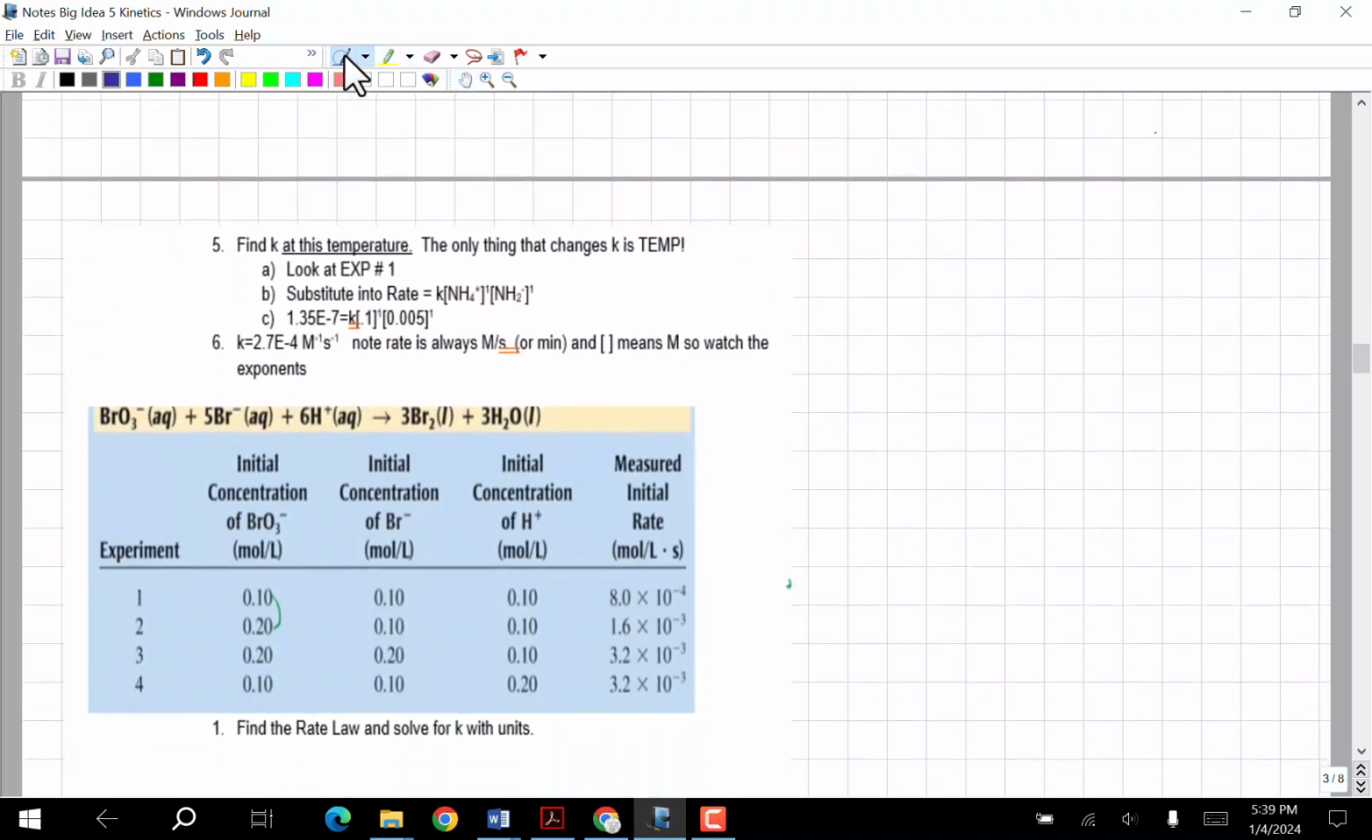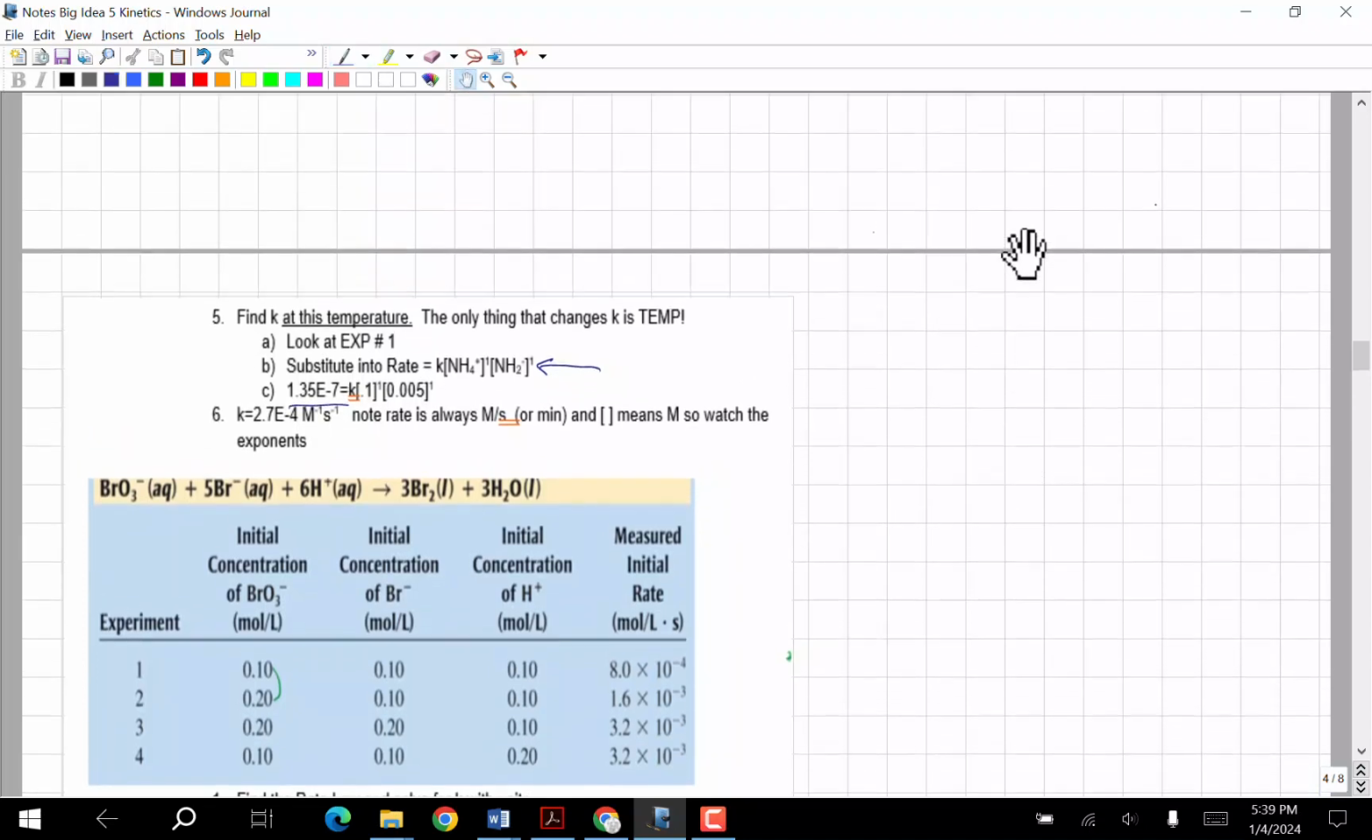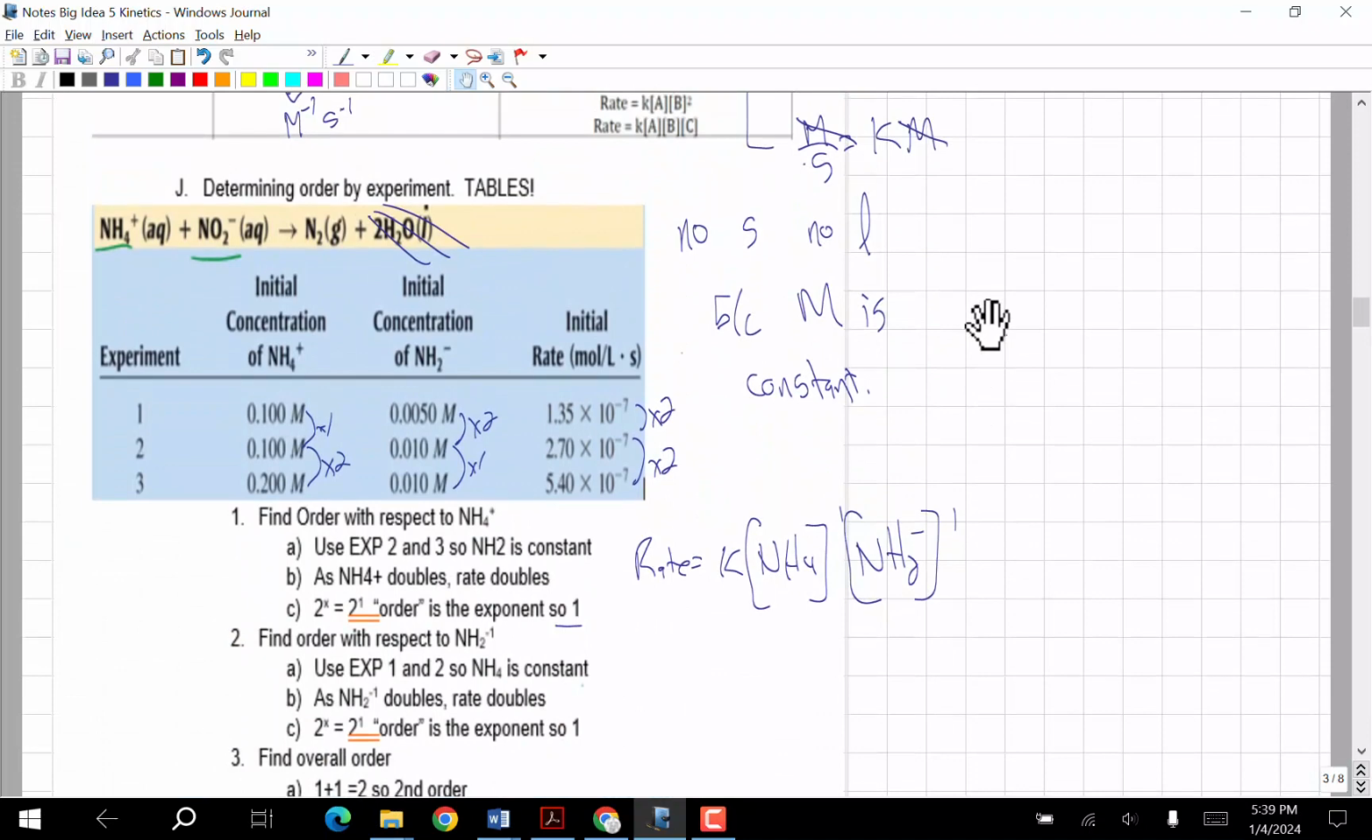Find K at this temperature. Okay, the only thing that changes is K, and that's the temperature. So let's look at experiment number 1. So we're going to substitute into the rate law. We found our rate law. So we had the rate from the very top part up here. So the rate, and I just like to use the first experiment.